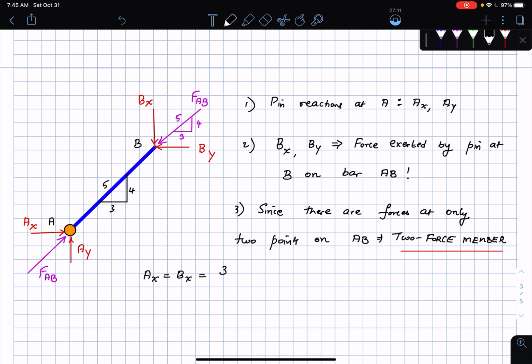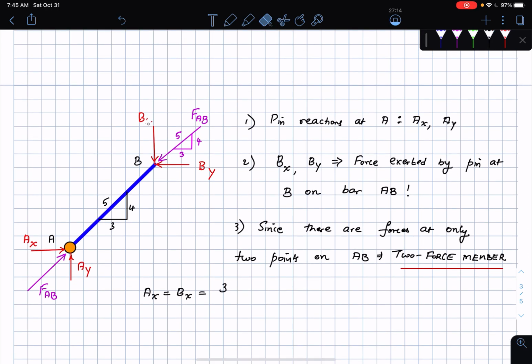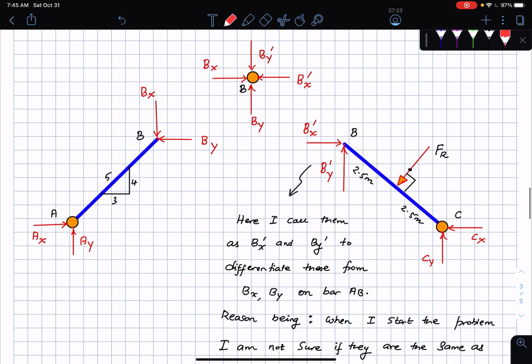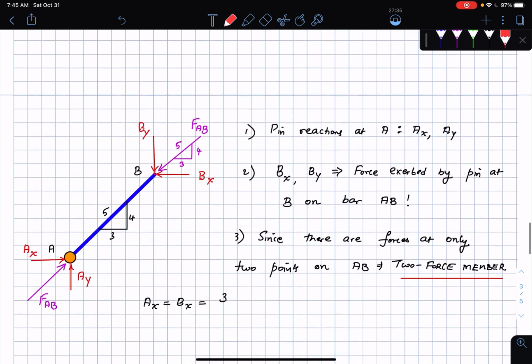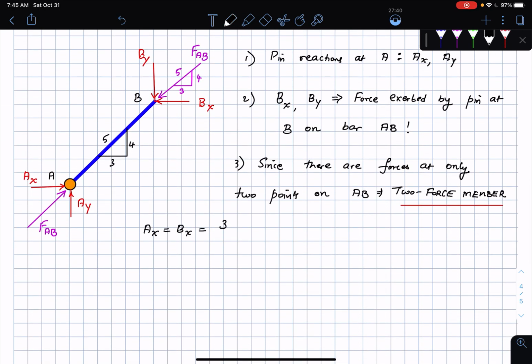I think I flipped my Bx and By, so I just caught that mistake here. You can call them anything you want, but let's just be proper. So this is going to be By and Bx. I come back here: Ax and Bx is 3/5 FAB, and Ay is equal to By is equal to 4/5 FAB. That's essentially what I wanted to show here, but this is only for the bar AB. These are the forces.